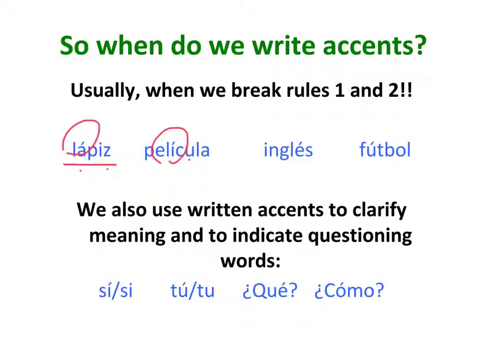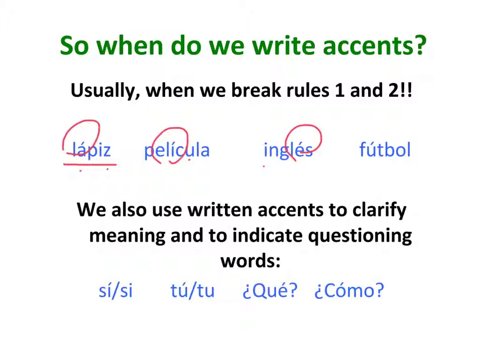Next word, inglés. It ends in a vowel, N or S, so it should be a rule 1 word with the accent falling on the second to last syllable. But that's not how we say it. We don't say English, we say inglés. We have to write in that accent mark since the stress falls on the last syllable.